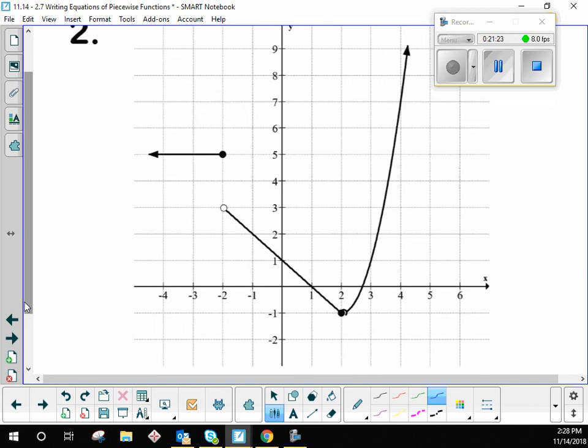So how many pieces we got? 3. That farthest left piece, that's just a horizontal line. It's kind of funky, right? We're not used to seeing that, but it's easier than it seems. That's the line where y equals 5 everywhere. So how do you write that as an equation? Y equals 5.